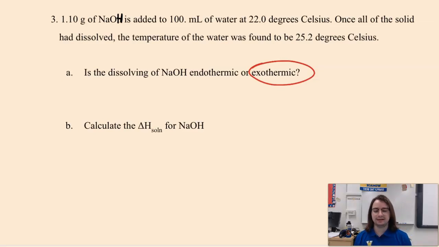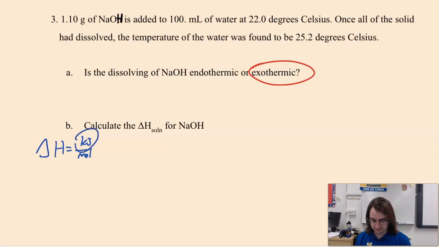Now let's calculate the heat of solution for NaOH. So in other words, how much heat is involved in the dissolving of NaOH. Now understand that this equation is going to be kilojoules per mole. We're looking for the amount of heat released in this process. So the first thing we want to do is figure out kilojoules.